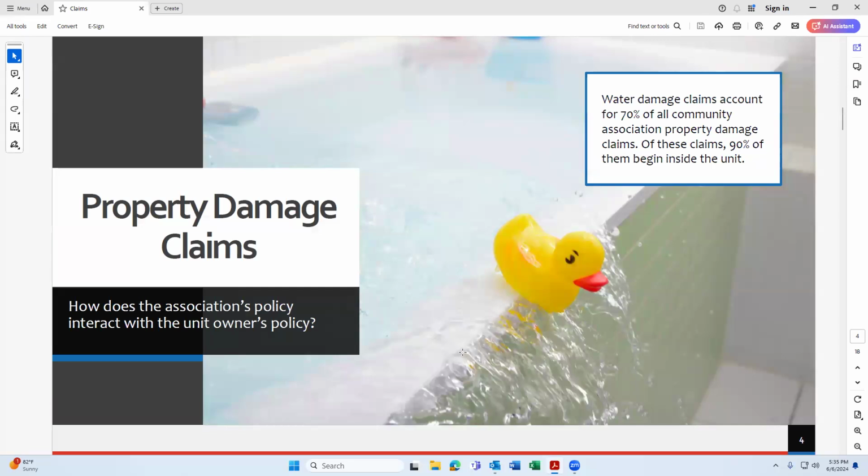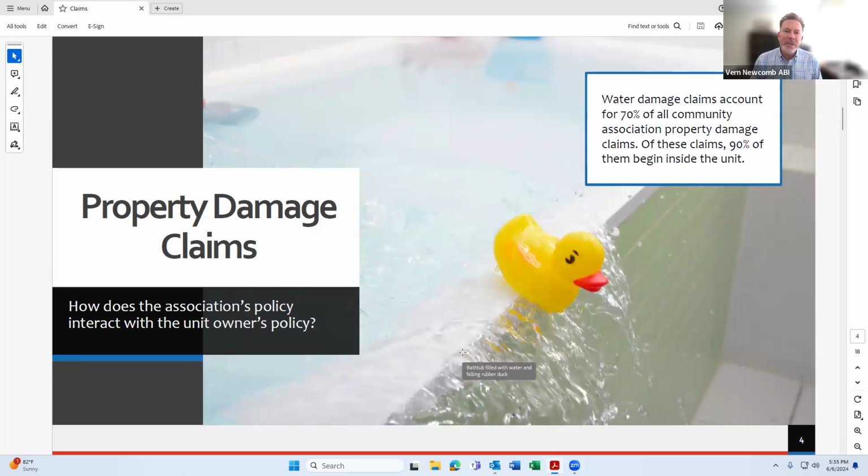Property damage claims are the majority of the claim activity that we see with associations. Property damage claims are just that, damage to the property, whether it's common area, limited common area, or a unit. I'm going to explain how the association's policy interacts with the unit owner's policy, and why and how it is set up that way.